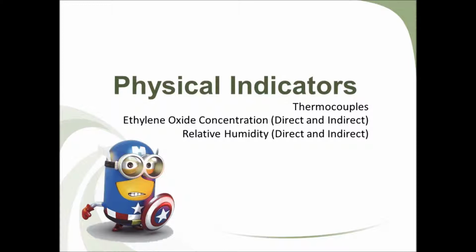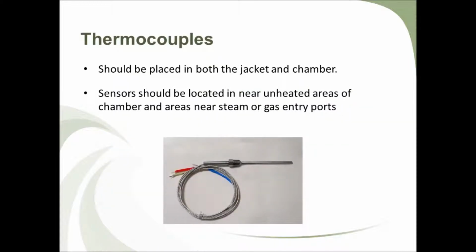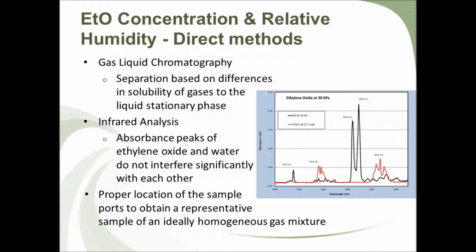The first indicator that I will go through is the thermocouple for temperature. Ethylene oxide sterilizers should have their thermocouple sensor placed in the jacket and chamber. Temperature sensors should be located in areas that are most likely to represent the lowest and highest temperature, such as the unheated area of the chamber and areas near gas entry where temperature will be higher, similar to dry heat sterilization. Ethylene oxide concentration and relative humidity can be measured by either direct or indirect methods.